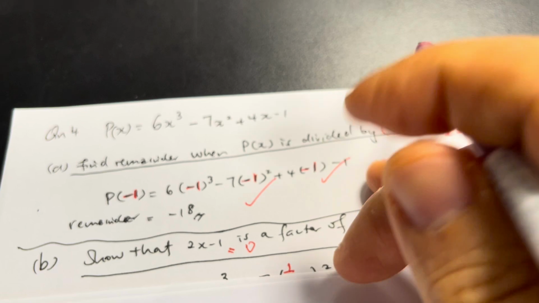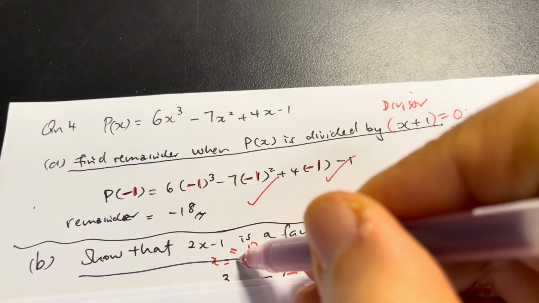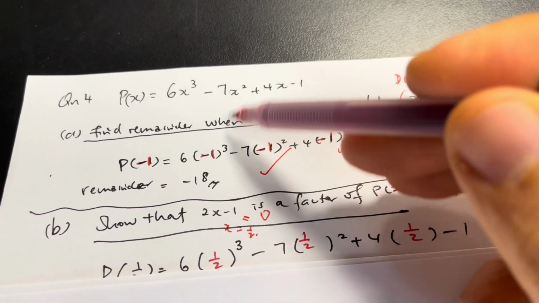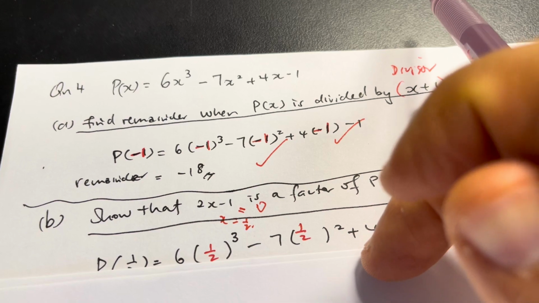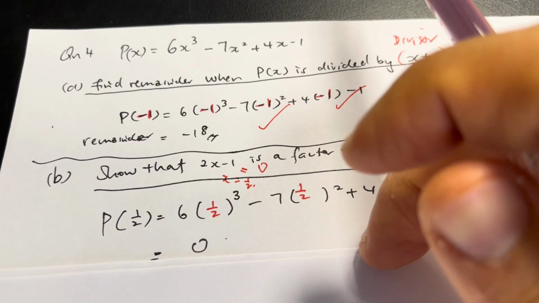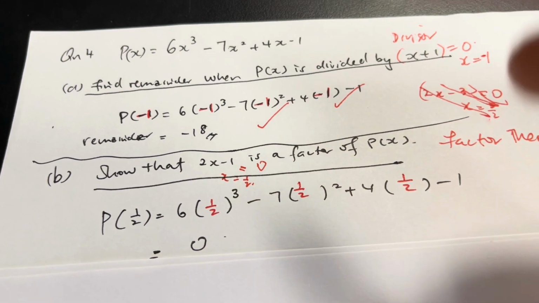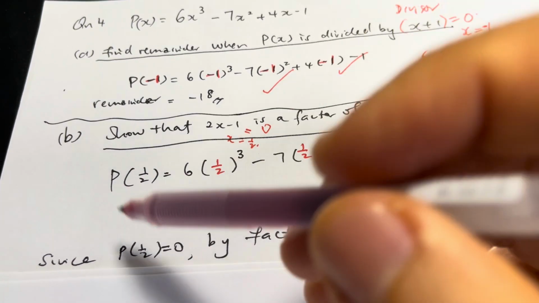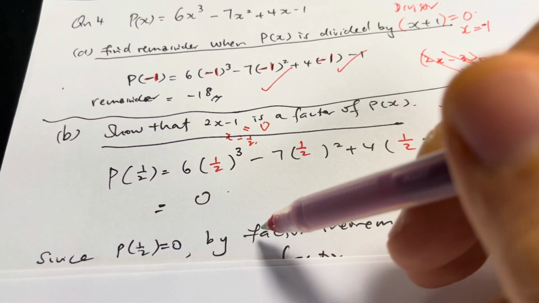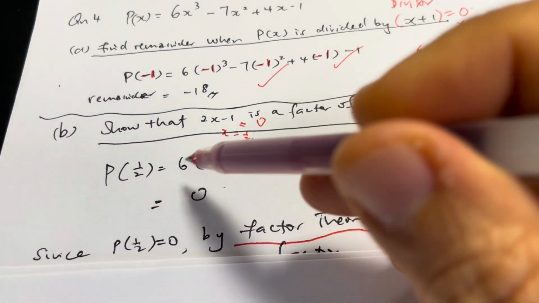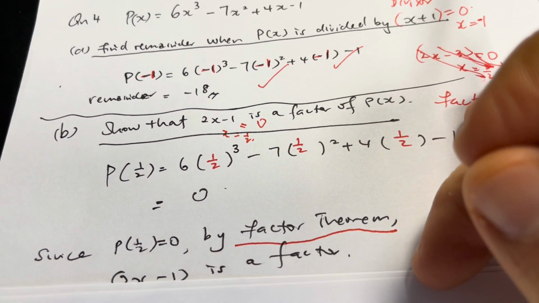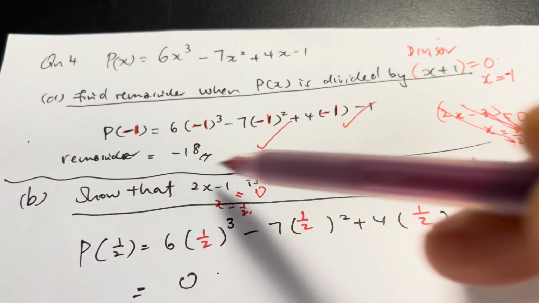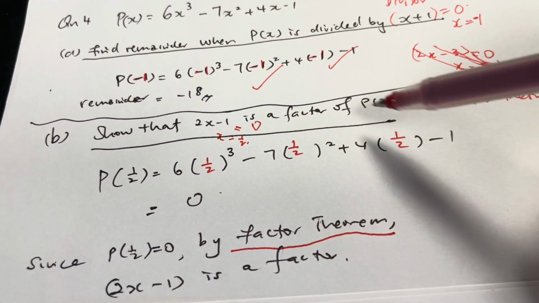When I set this to 0, I'll get x equals to half, right? So if I sub this half inside here, using the remainder theorem, I will get remainder 0, right? This is the remainder theorem. But when you conclude after this, you're actually concluding that since the remainder is 0, by the factor theorem, this one is a factor. So this is an application of the remainder theorem, and this is an application of the factor theorem.